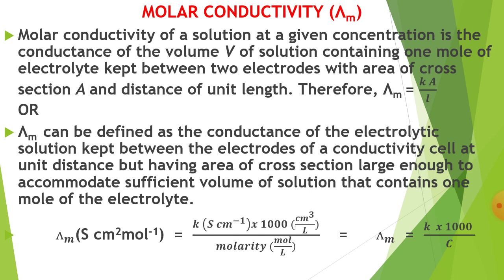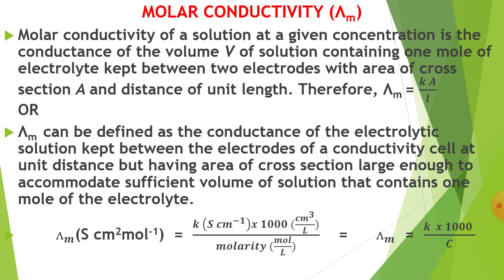Now one more definition here. Lambda m can be defined as the conductance of electrolytic solution kept between the electrodes of a conductivity cell at unit distance but having area of cross section large enough to accommodate sufficient volume of solution that contains 1 mole of electrolyte. So one more formula, this is the most important formula to calculate the molar conductivity.